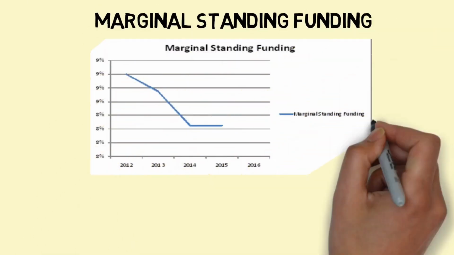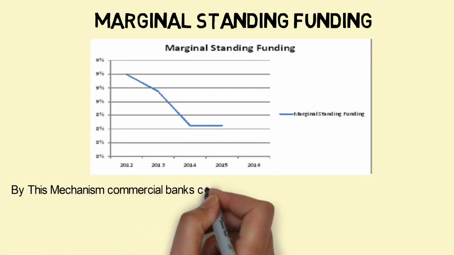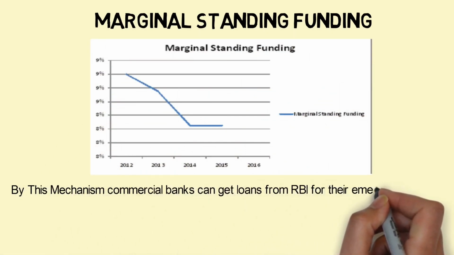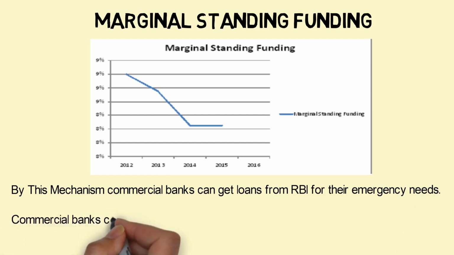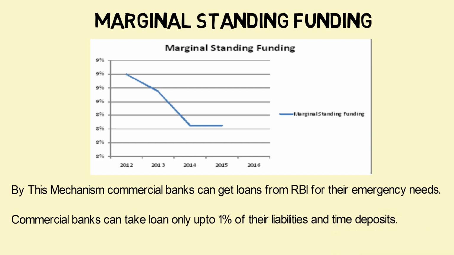The next tool, and a very important tool, is marginal standing facility. By this mechanism, commercial banks can get loans from RBI for their emergency needs. Commercial banks can take a loan only up to 1% of their liabilities and time deposits.